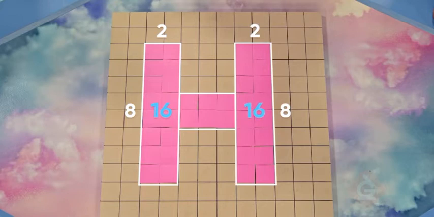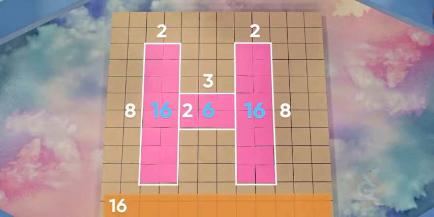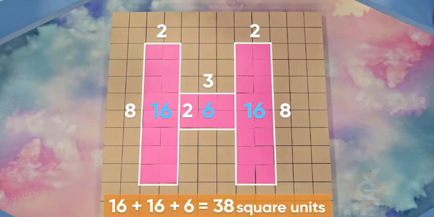Now let's find the area of the third rectangle. It is 2 units long, 3 units wide. 2 times 3 equals 6, so its area is 6 square units. Now we just add up the area of all 3 parts. 16 plus 16 plus 6, which equals 38 square units. Wow, you're both area experts.